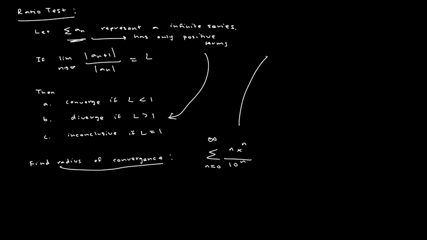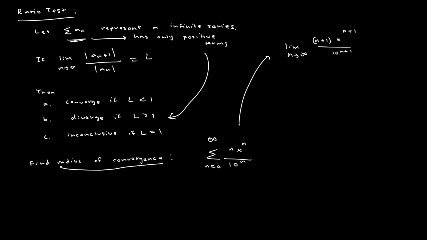So in order for us to have convergence, we need the limit as n tends towards infinity of the absolute value of the n plus 1 term. So n plus 1 times x to the power of n plus 1 divided by 10 times n plus 1.